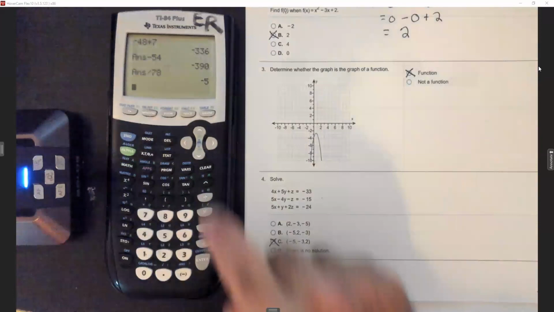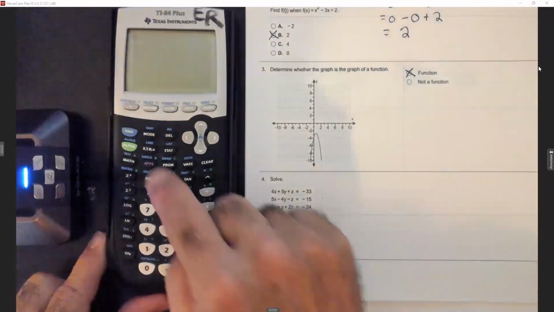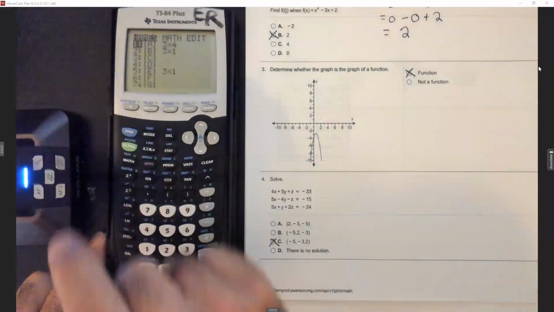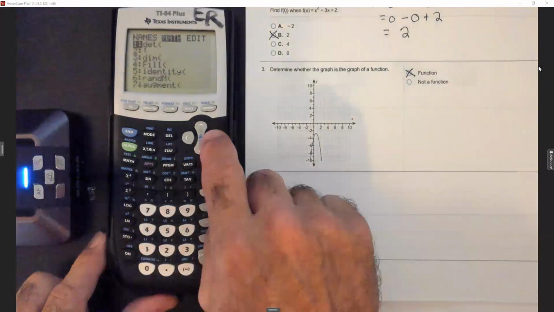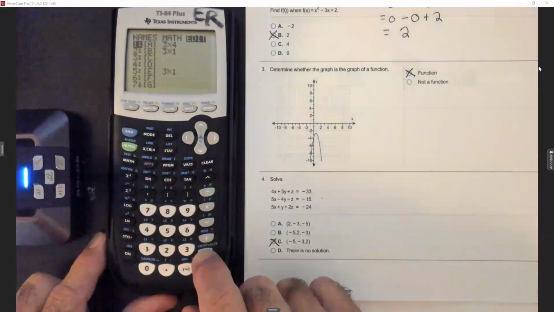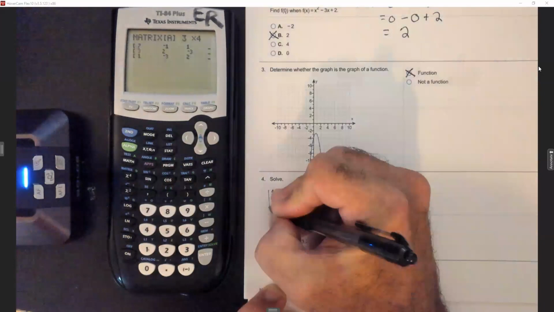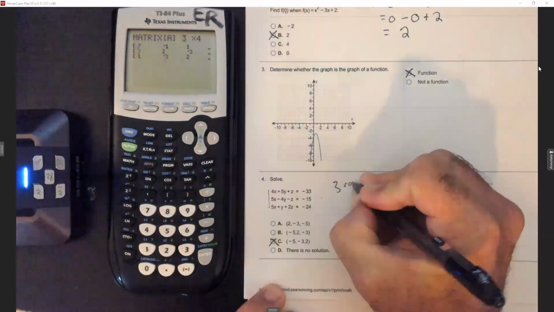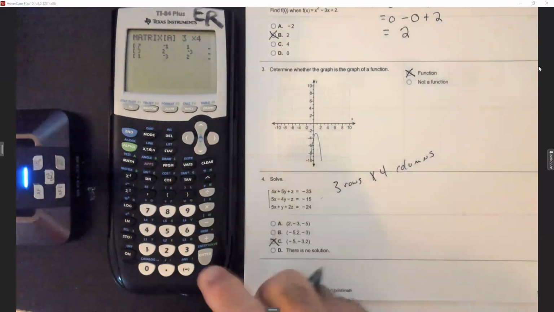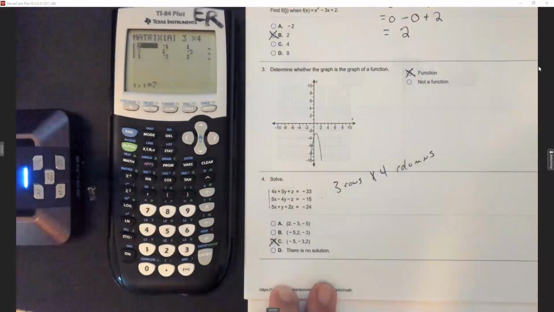I'm gonna clear all that. I'm gonna make this a matrix. So I'm gonna get the matrix, you hit second, x -1. And we want to go to edit because we want to make our matrix. So on edit, I'm just going to hit enter. I got 3 rows by 4 columns. So that's what this is, and mine already has a 3 and a 4 because I've been using it in class.